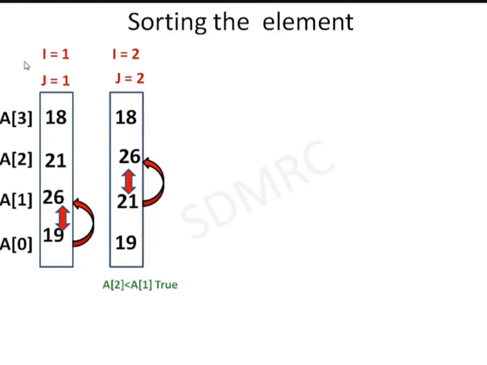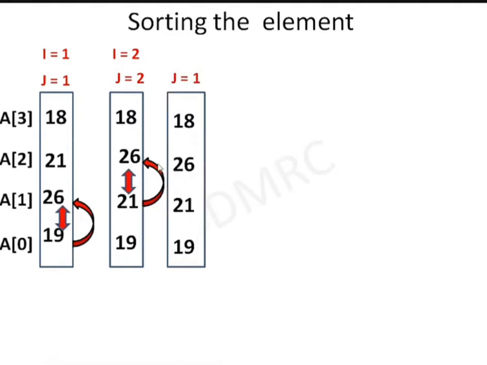And after this, I will decrement the value of j. j becomes 1. I'll take this element, same element. Now, as j is equal to 1, which is greater than or equal to 1, I will have a comparison between this and this: A of j lesser than A of j minus 1. But A of j is not lesser than A of j minus 1, so I'm not going to interchange. I'll keep it as it is.